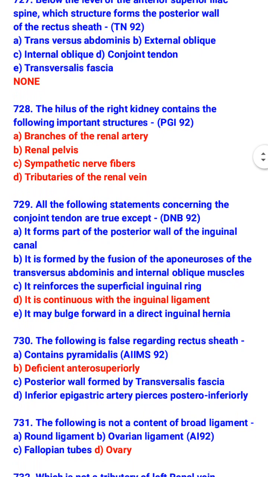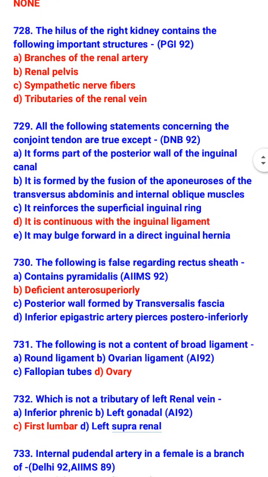All the following statements concerning the conjoint tendon are true except that it is continuous with the inguinal ligament. So what is true about conjoint tendon? It forms part of the posterior wall of the inguinal canal. It is formed by the fusion of the aponeurosis of the transversus abdominis and internal oblique muscle. It reinforces the superficial inguinal ring. It may bulge forward in a direct inguinal hernia.